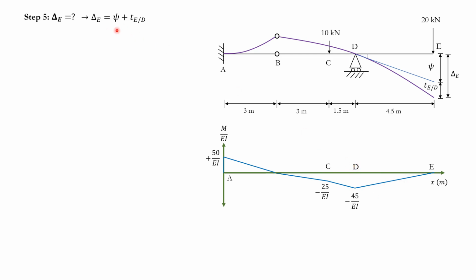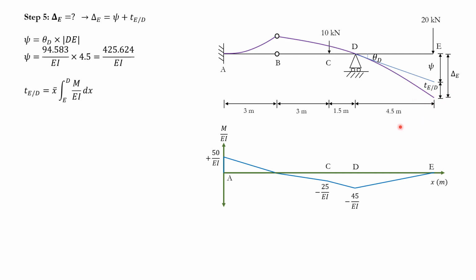So psi, how can I find psi? And this is the theta D, of course. So psi, I can find as theta D multiplied by the length D. I know what my theta D value is. So that's my theta D, and it's 4.5. So the magnitude of psi, the distance from here to here, is just this much. Good. So the only thing remaining for me is just to find TE with respect to D.